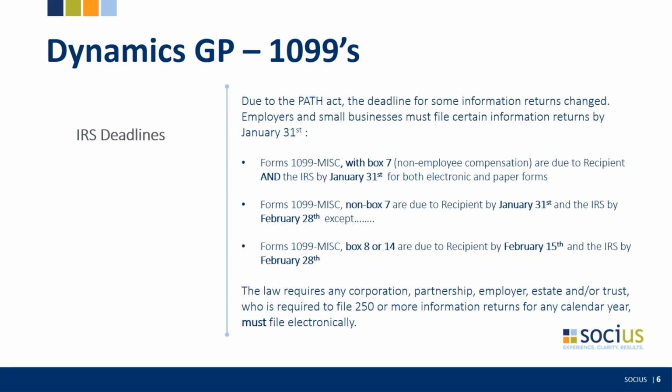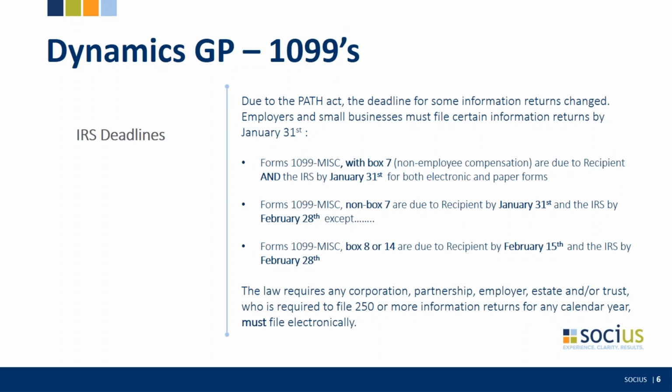And if you do other types of 1099 forms, things that are not 1099 miscellaneous, they have also made multiple changes to the dates for getting all of that information back to the government. Now, something else the government requires is electronic filing. If you have more than 250 individual 1099s in any calendar year, they want you to file them electronically.